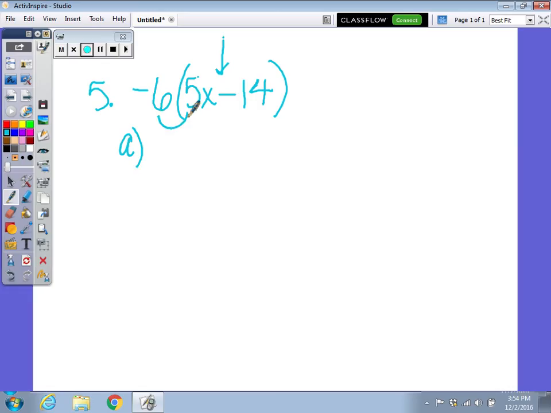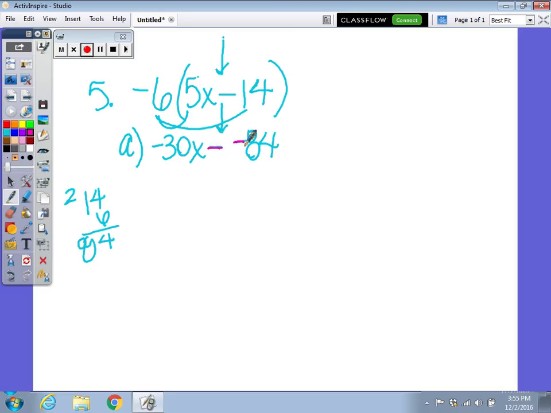So -6 times 5 is -30x. -6 times 14 is an 84. So we have -84, and then the subtraction sign comes down. Well, we can't have minus a negative. That's not proper, so we're going to make it a giant plus sign. Okay? Those are the same things. They mean the same things. One is proper, one is not. And this, my friends, would be your answer, -30x plus 84.